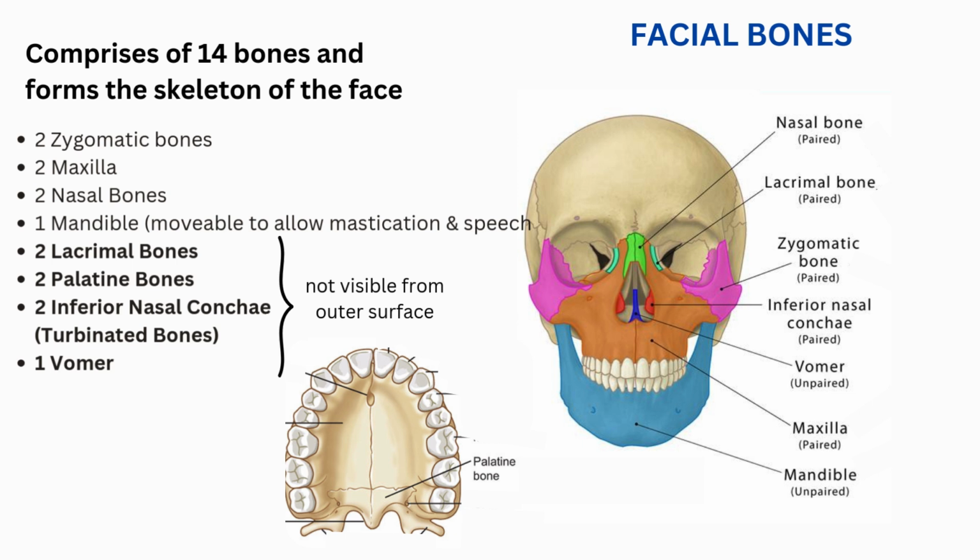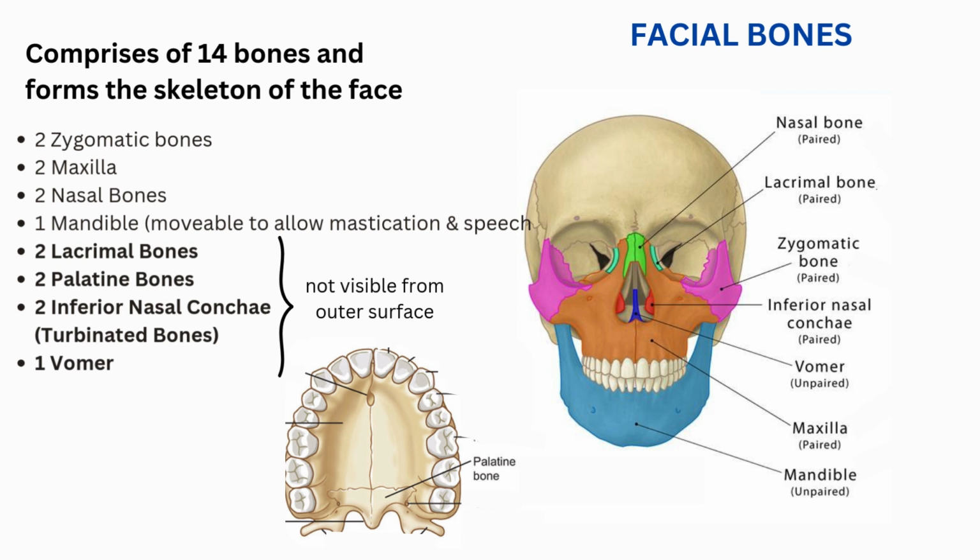Then there are two nasal bones. These are small bones which form the bridge of the nose, and they contribute to the overall structure of the nasal cavity. There is one mandible, which is the lower jaw bone, and it is the only movable facial bone. It allows for mastication, that is chewing, and plays an essential role in speech.